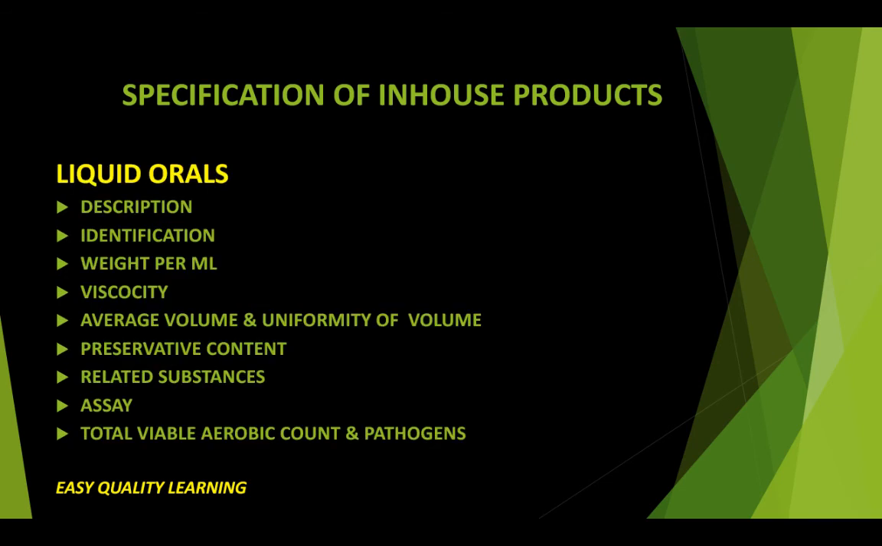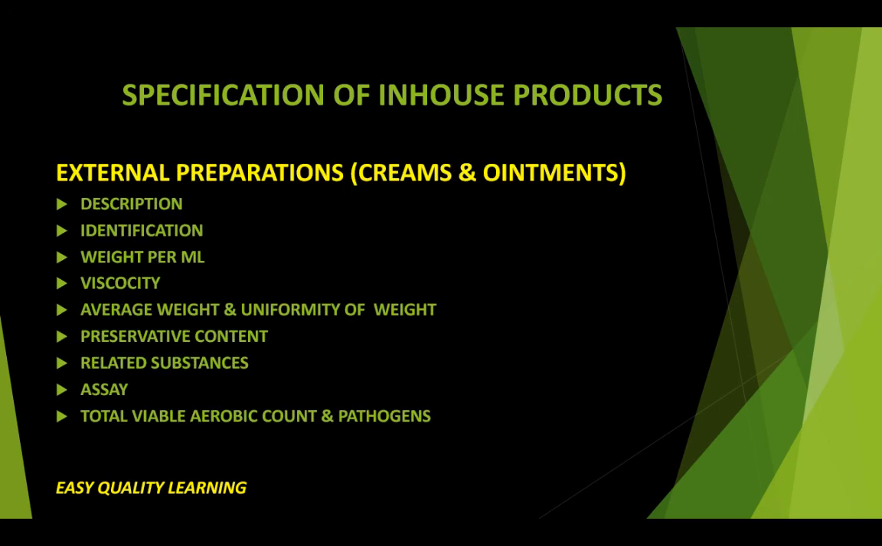If we see liquid orals, what are the tests which need to be done? There are description, identification, weight per ml or density, viscosity of the liquid or suspension, average volume and uniformity of volume, then preservative content if some preservatives are used, related substances test, assay and total viable aerobic count, and pathogens. In external preparations, which consist of creams and ointments, your description will be there, identification will be there, weight per ml will be there, viscosity will be there, average weight and uniformity of weight, preservative content, related substances, assay and total viable aerobic count, and pathogens.